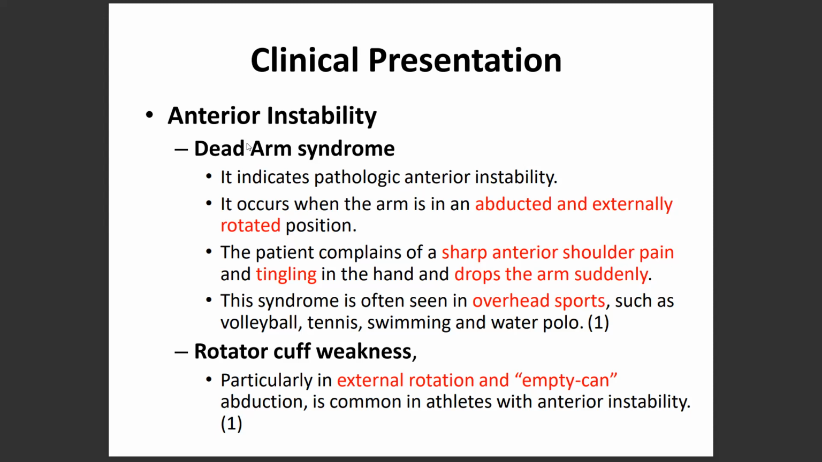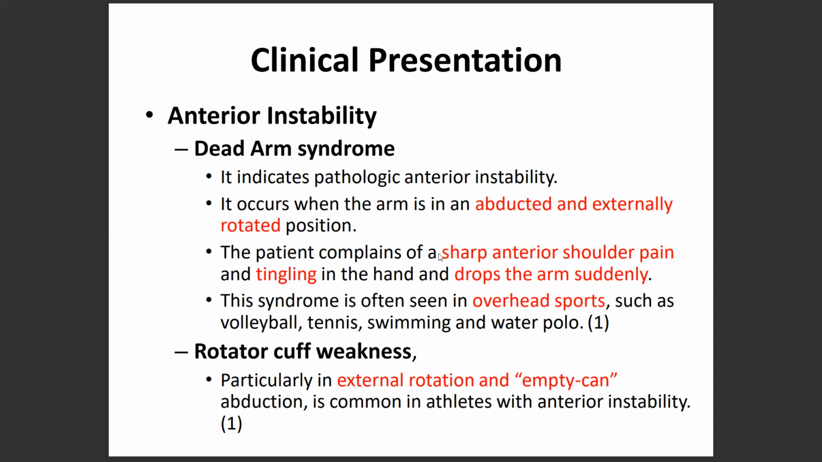So this dead arm syndrome indicates pathologic anterior instability. It occurs when the arm is in the abducted and externally rotated position. That is very important to remember: in dead arm syndrome, what is the position of the shoulder? What is the position of the arm? So that is abducted and externally rotated position.